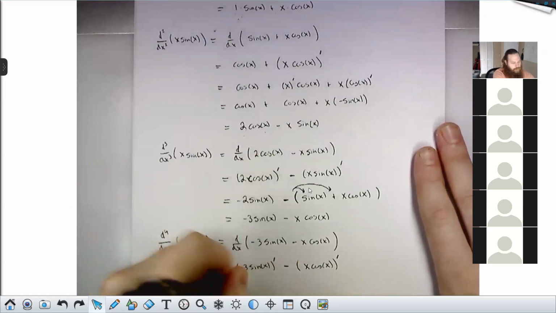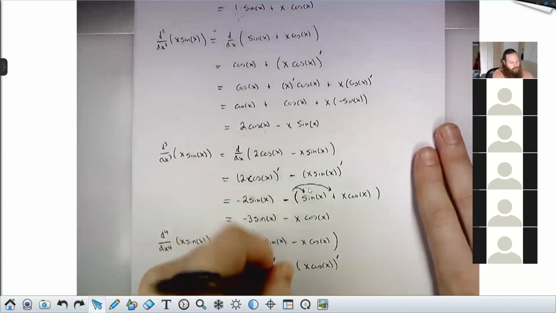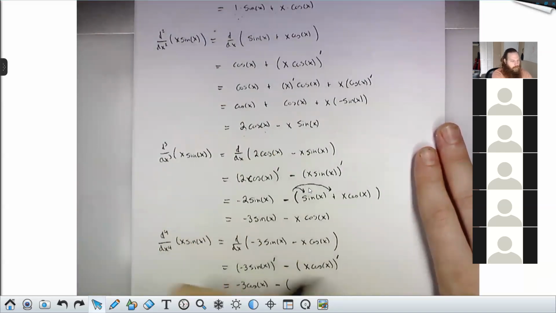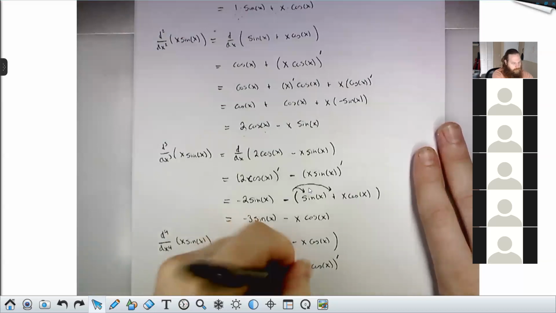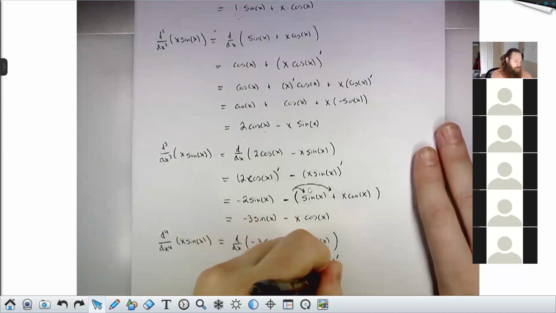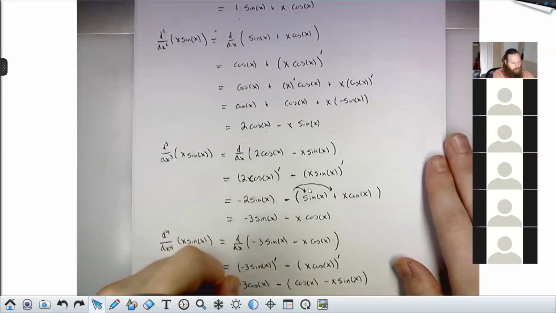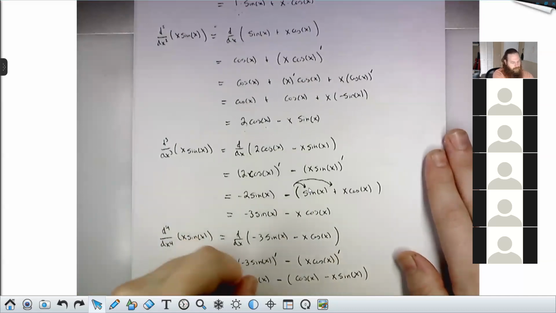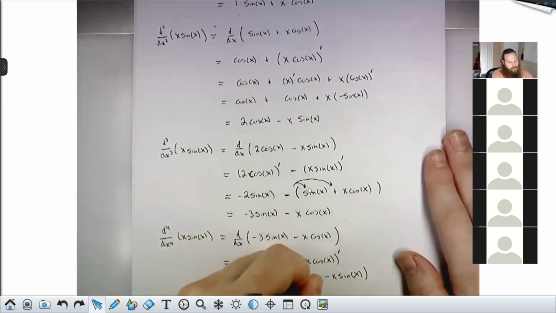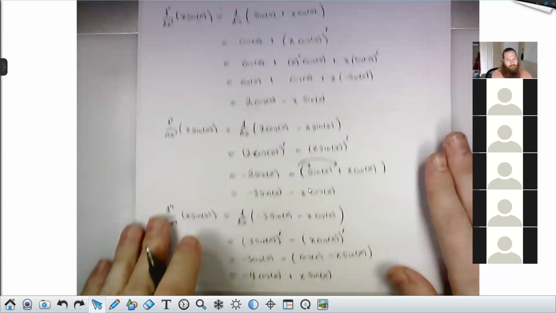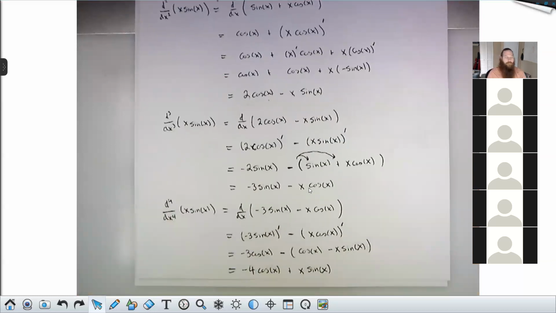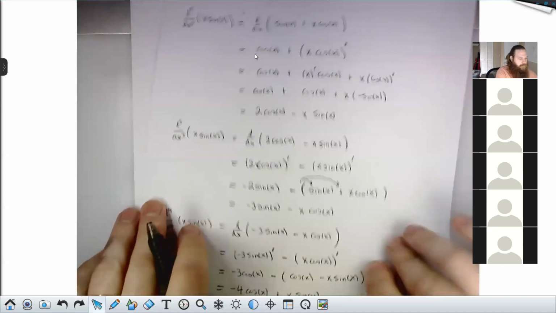So this is going to be negative 3 cos x minus the x cos x primed here, which is cos x minus x sine x. And if I combine my like terms, distributing this negative, I'll have negative 4 cos x plus x sine x. So I do see a pattern, right? I can condense this information somewhere.